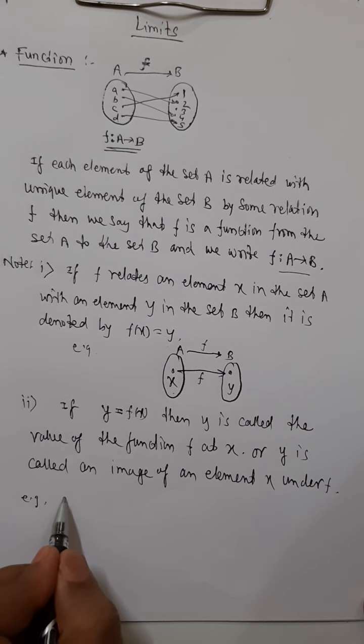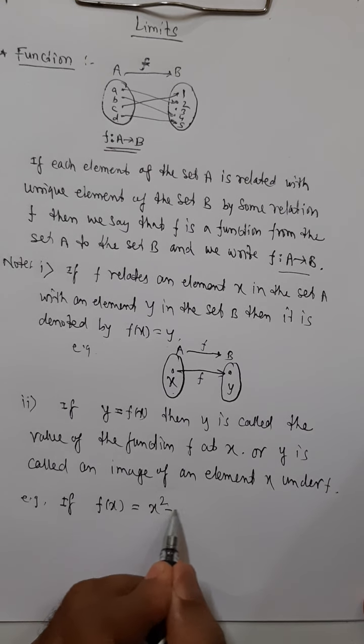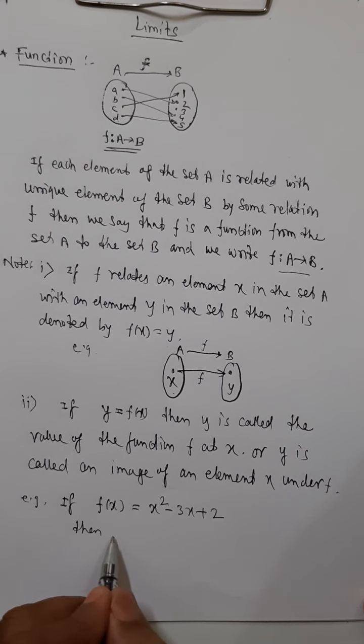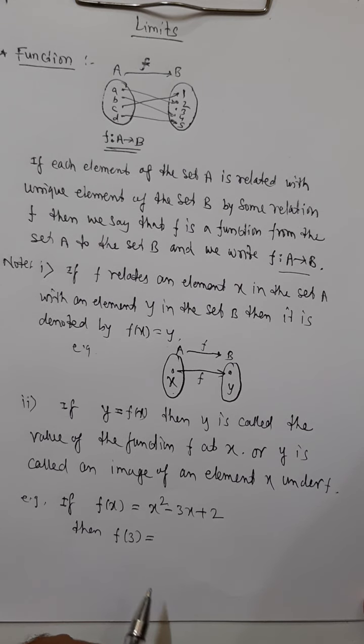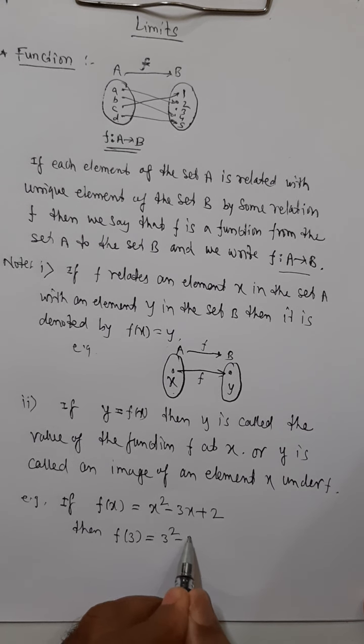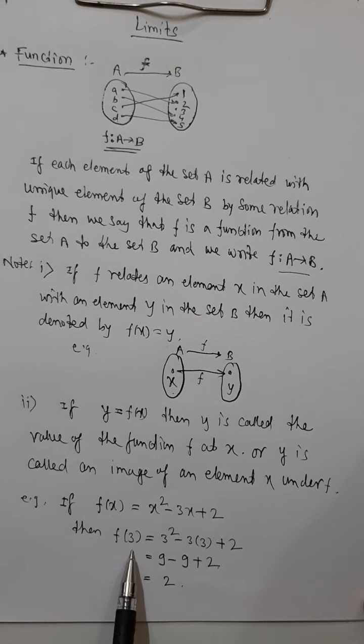For example, suppose f of x equal to x square minus 3x plus 2, then we can find f of 3. That means we put x equal to 3. We replace x by 3. So we get 3 square minus 3 into 3 plus 2, which is equal to 9 minus 9 plus 2. 9 minus 9 cancel and we get 2. So you can say 2 is the value of the function f of x at x equal to 3.